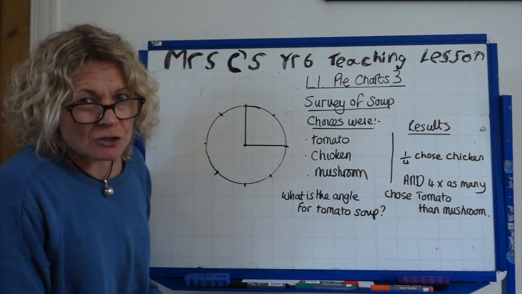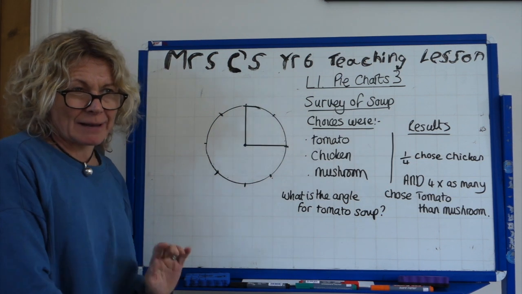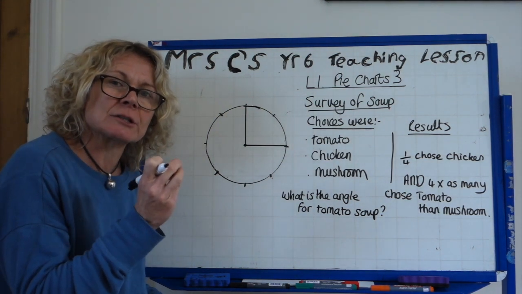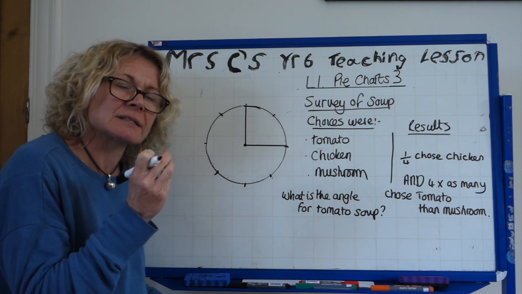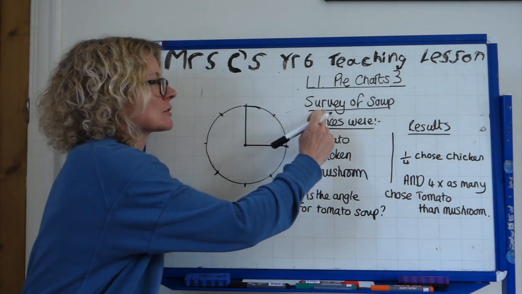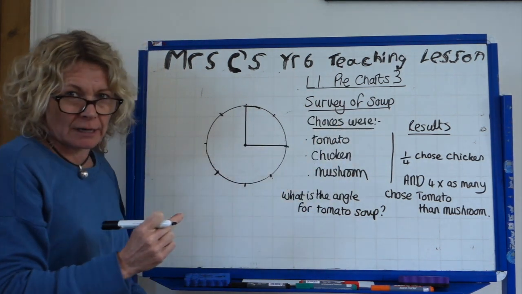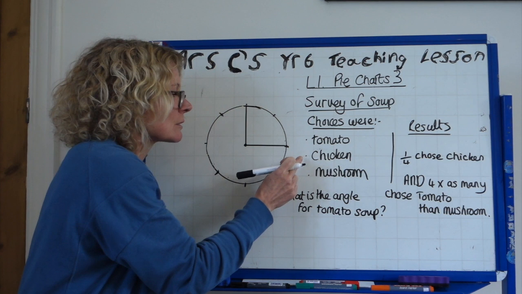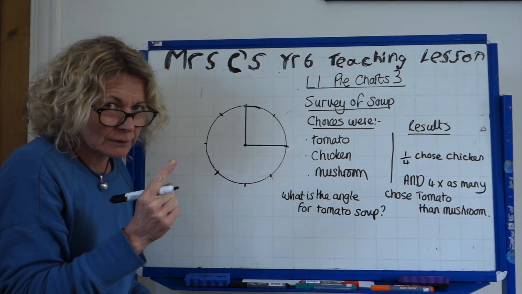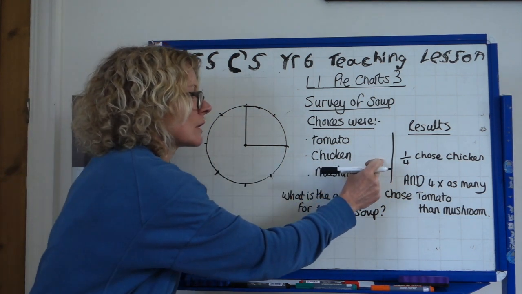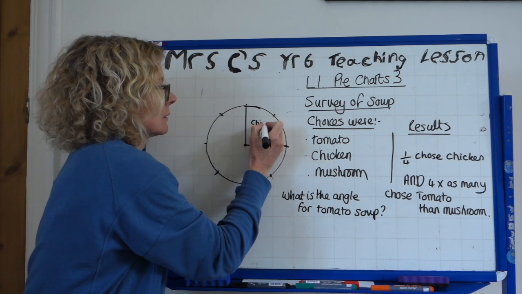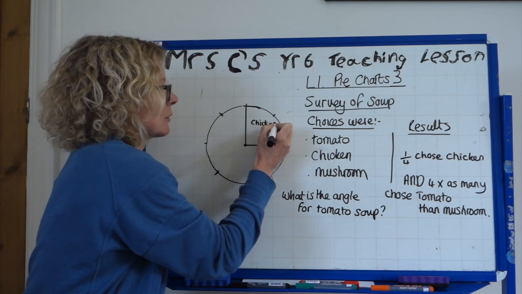Phew, you've got to concentrate hard with these pie charts. Here we are back with another one, which is an example of a SATs level question, one that you would find in that Year 6 SATs paper. So this pie chart is going to show a survey of soup choices. The soup choices were tomato, chicken and mushroom. And all that we know is that 1/4 of the people chose chicken.